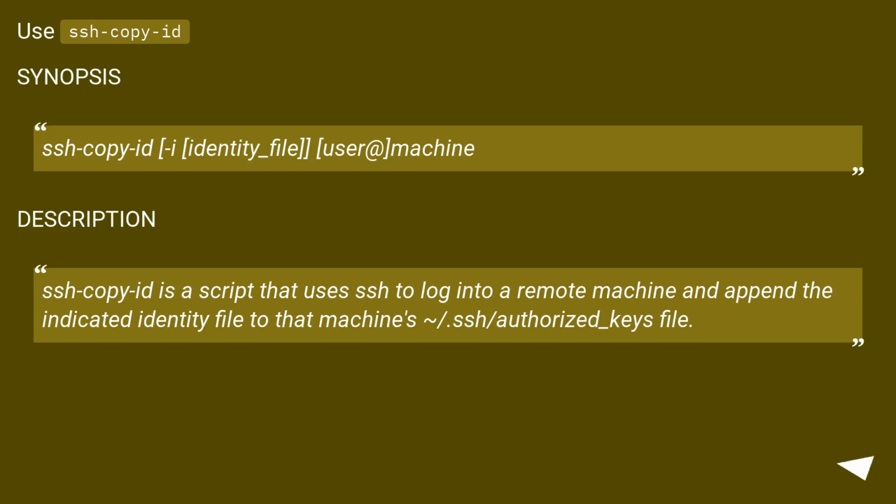Use ssh-copy-id. Synopsis. ssh-copy-id, identity_file, user at machine. Description. ssh-copy-id is a script that uses ssh to log into a remote machine and append the indicated identity file to that machine's ~/.ssh/authorized_keys file.